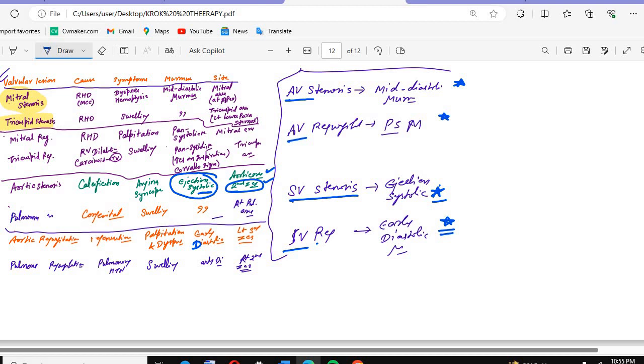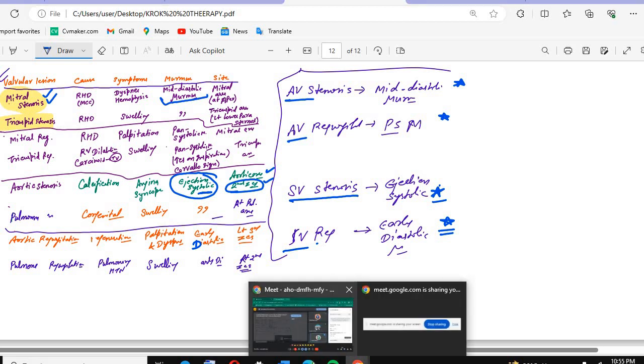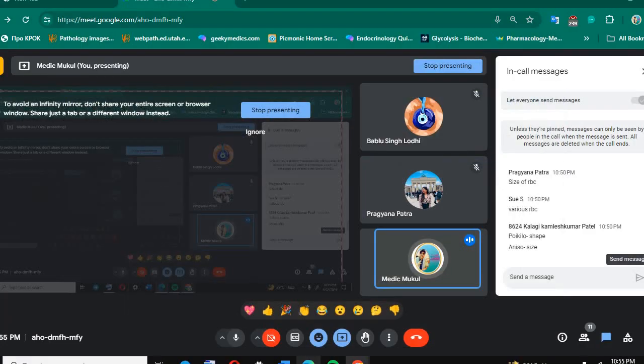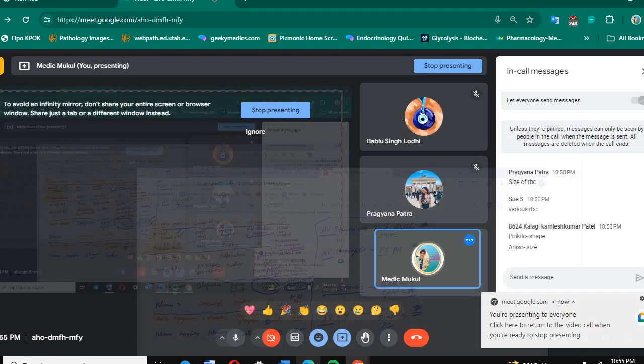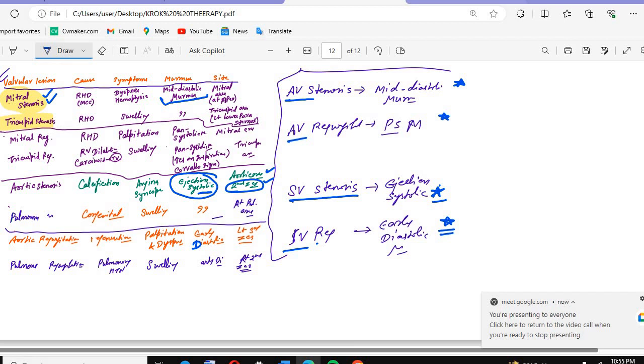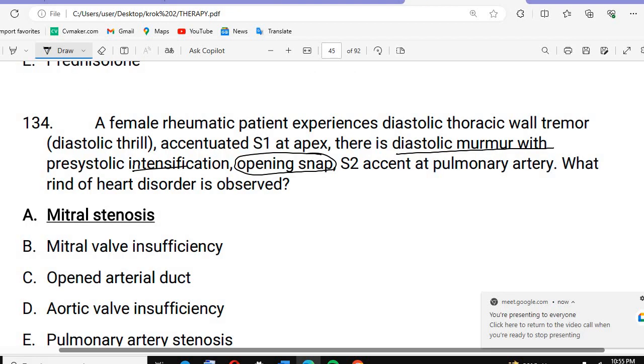So what you have seen in mitral stenosis: we see the mid diastolic murmur. So murmur, opening snap, we have seen the diastolic murmur. Mid diastolic murmur with pre-systolic intensification. So, which valvular heart disorder is observed? That is mitral stenosis.